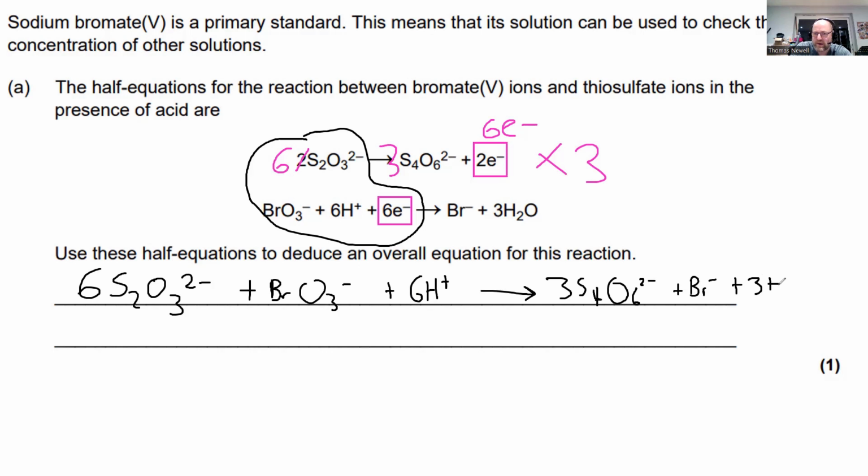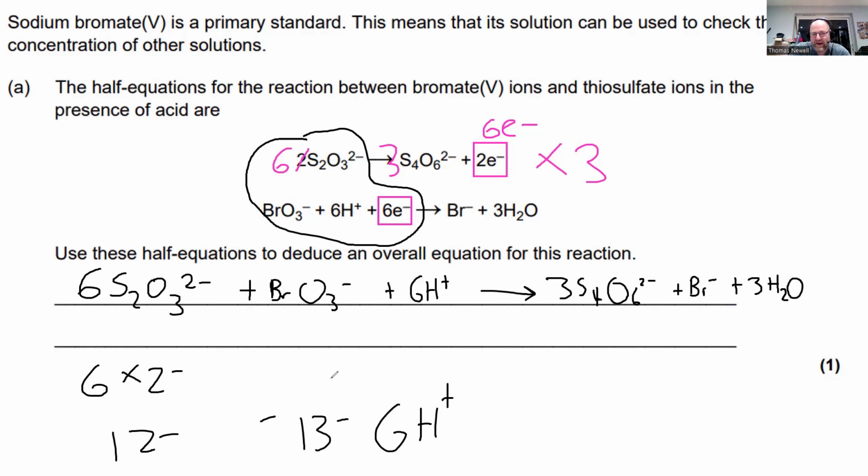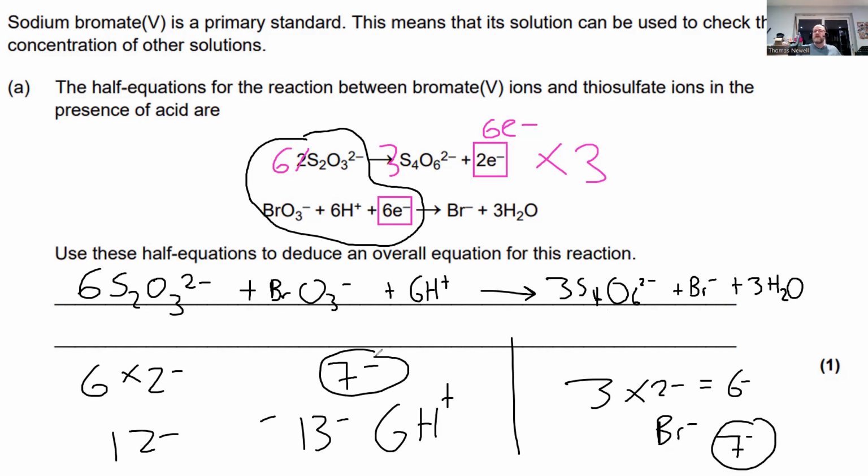Couple of ways to check, does it balance? Is the electric charge on both sides of the equation the same? So I've got 6 times 2-, that's 12-. I've got a bromate ion, that makes a total of 13-, and then I've got 6H+. So if I whack those together, I end up with 7-. Then I come over here, and I've got 3 times 2-, equals 6-, and I've got a bromide ion. So when I whack those together, I get -7. So guess what? Both sides have the same electric charge. This is balanced. Actually, I didn't need to go through all of that.